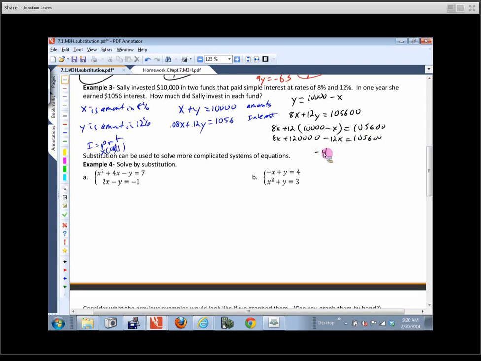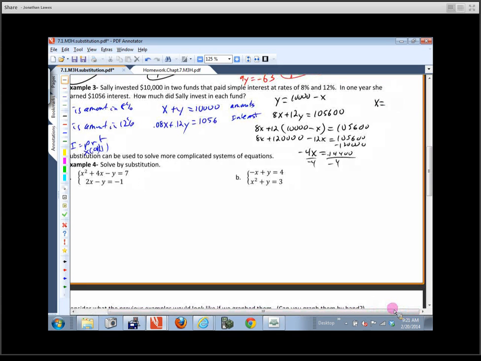This gives me a minus 4x on this side, and when I do the subtraction, when I subtract 120,000, oops, one too many zeros. Let's see, I get, is that negative 14,400? Is that what that is? Is that right? And then I just divide both sides by negative 4. So I get x equals 3,600.